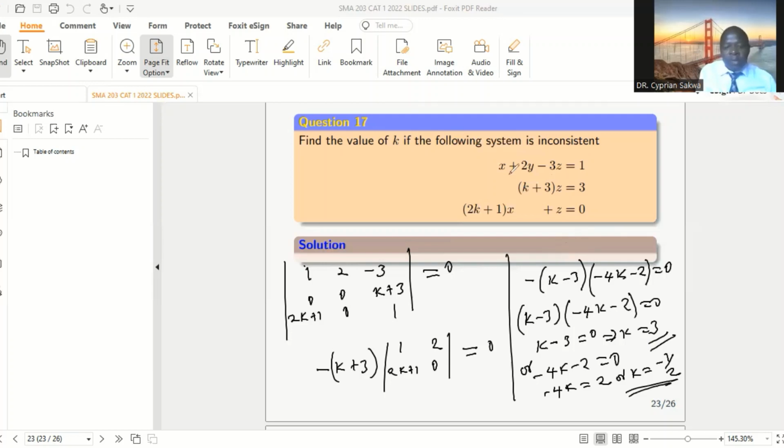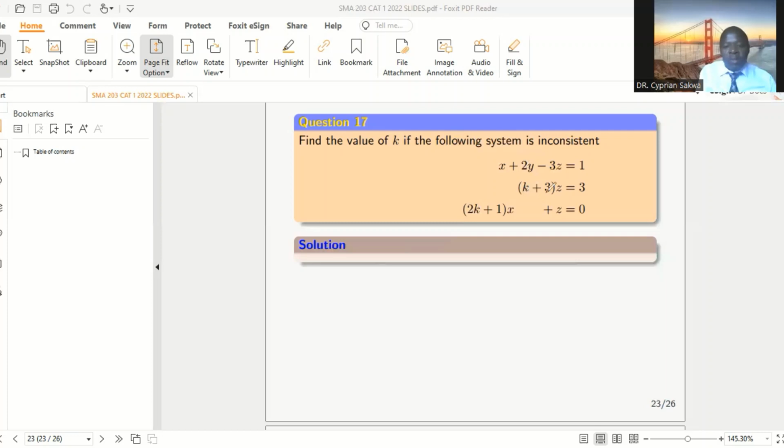The other way of doing this question is by reducing this system to echelon form. And let's just see. Of course, I can interchange equation 2 and equation 3. So what I have here is x plus 2y minus 3z is 1. I want to interchange equation 2 and equation 3. Equation 3, I have 2k plus 1 x, 0y plus z is 0.